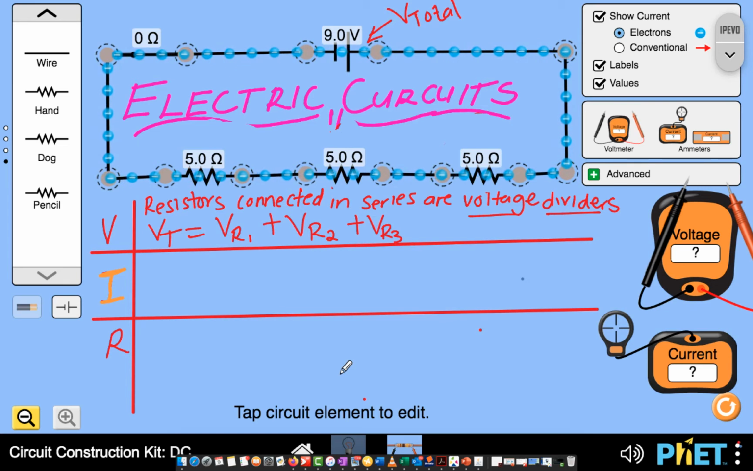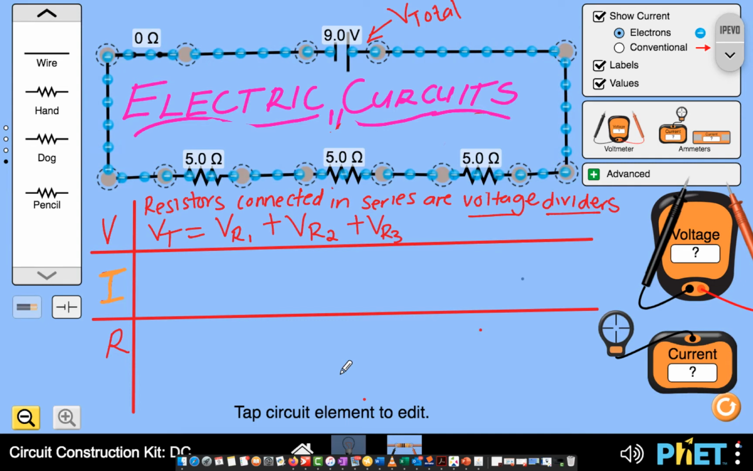Okay, now looking at resistors that are connected in series and thinking of the current, you should know that the current that is going to pass through resistors that are connected in series is going to be the same. In other words, the current that is going to be passing through the 5 ohm is going to be the same as the current that is going to be passing through this 5 ohm and the other 5 ohm. So in other words, we are simply saying that the current that passes through all these resistors is going to be the same. It's not going to increase nor decrease depending on the resistor.